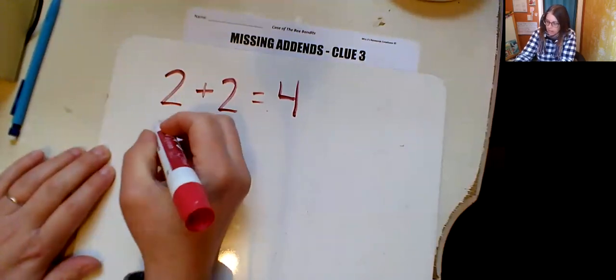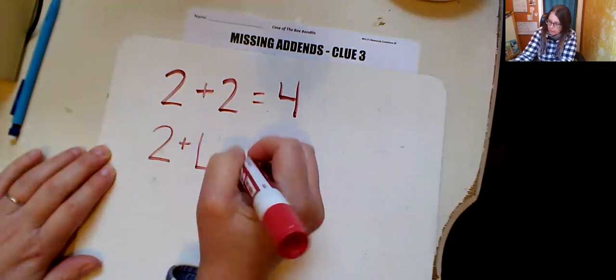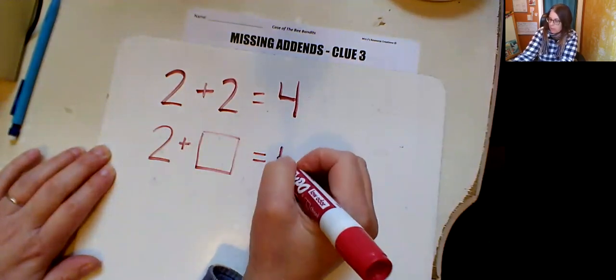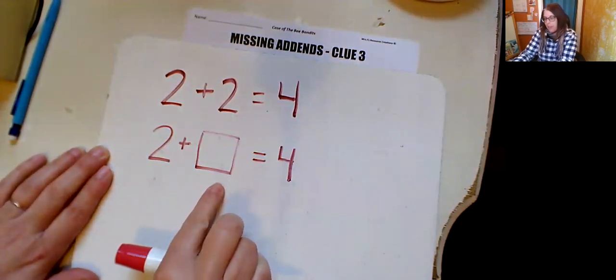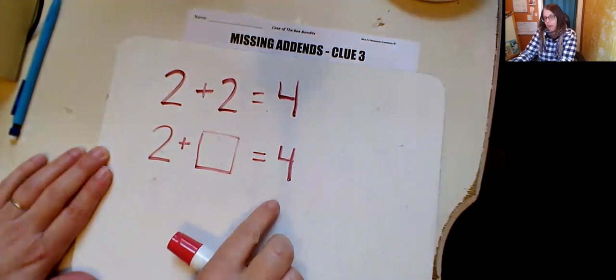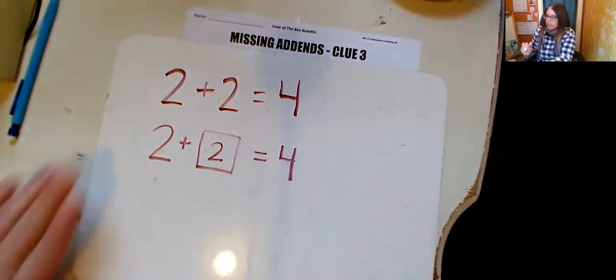Okay, now if I had an equation that looked like this, 2 plus, there's a missing addend. Now we know this one because we know 2 plus 2 equals 4. So we know that would be a 2 that would go in there. But you're going to solve some problems today where you don't know what the addend is, and you're going to have to use some strategies to figure that out. So let's talk about how we can figure that out.